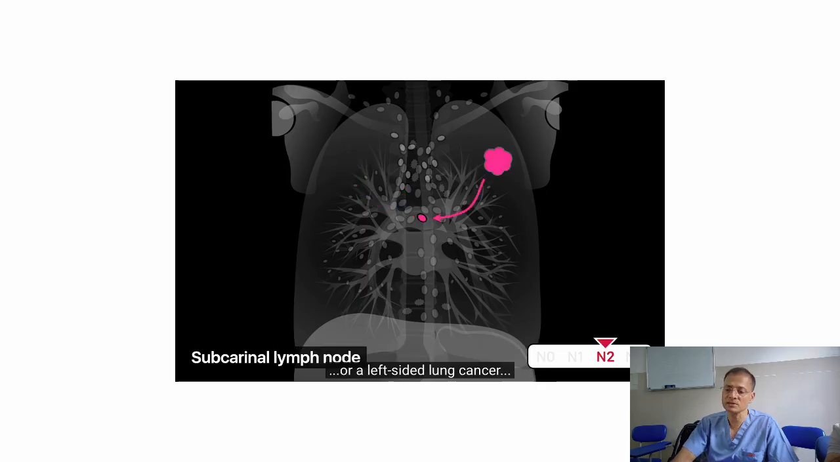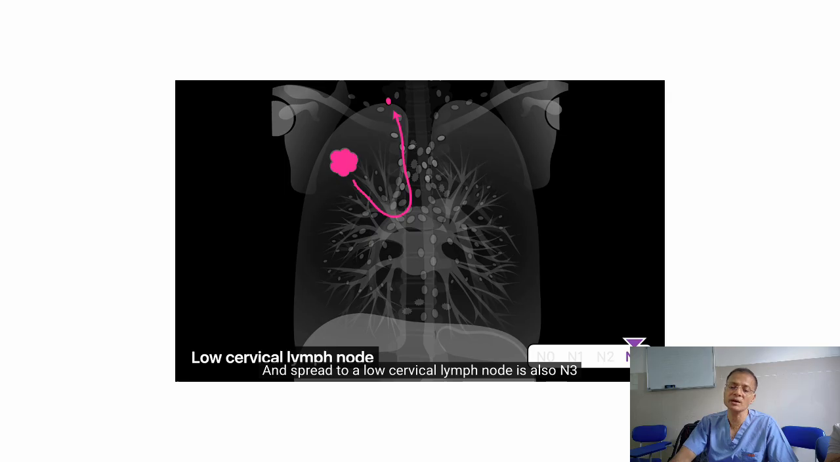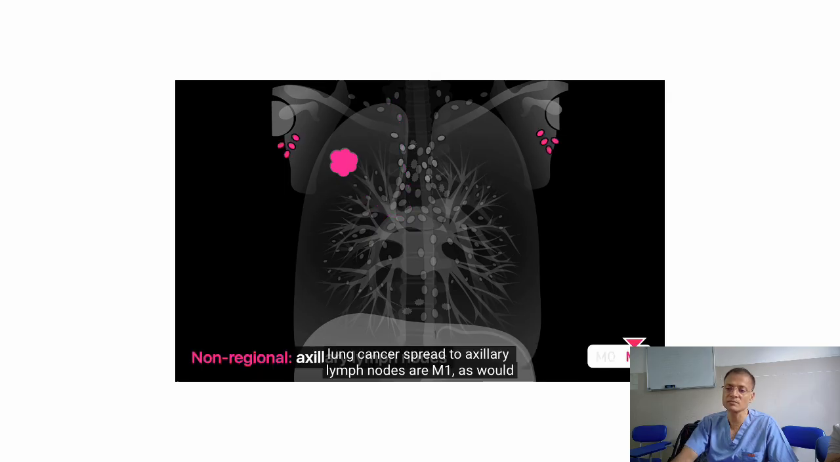It goes to the second N2 to the left side. It goes to the contralateral. That should be basically as shown in this picture. Here also N3. If it goes to the supraclavicular, again this is N3.